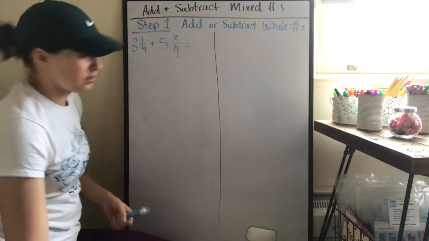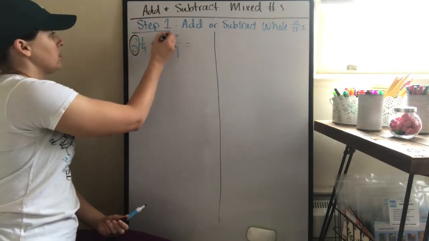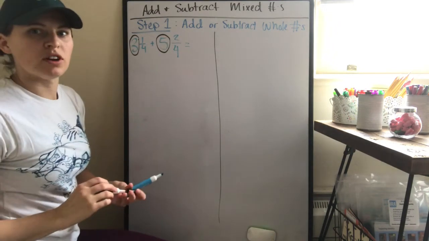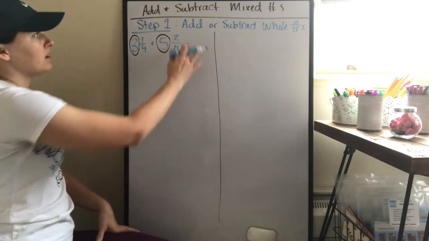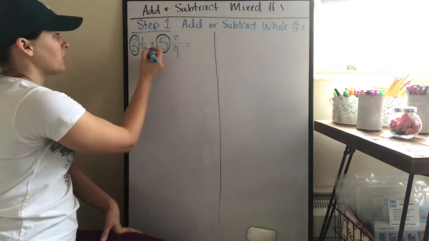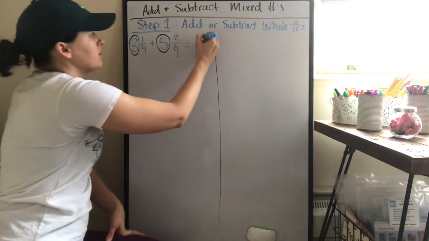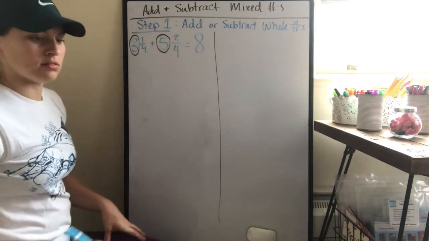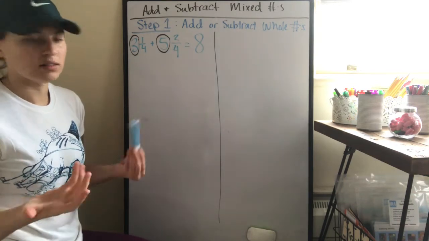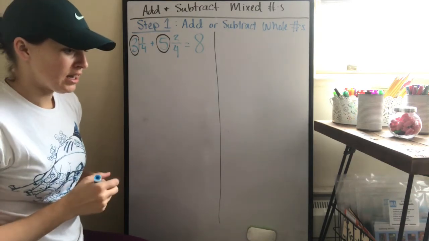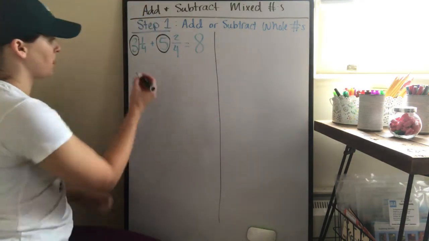So our whole numbers. Our whole numbers are these, right? Those are our whole numbers. They're not fractions. They're not pieces of a number. They're our entire number. So that's easy enough. Add or subtract. In this case, we are adding. So what is 3 plus 5? 8. That is what we are doing. 3 plus 5 is 8. Okay? Simple enough. Now let's move on to step 2.